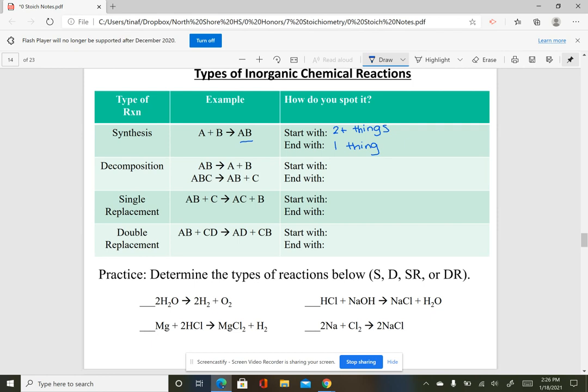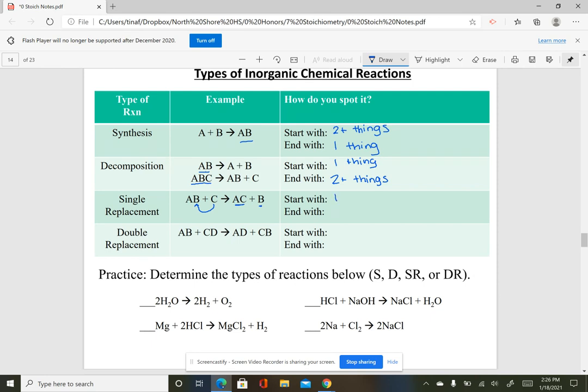With decomposition, it's the opposite. You're breaking down. So you're starting with one thing, and then you're ending with two or more things. So those reactions are opposite of one another. So single replacement, let's take a look at what's happening here. I have A and B in a compound together, and C kicks B out. So now A winds up bonded to C and B is by itself. That's called a single replacement reaction.